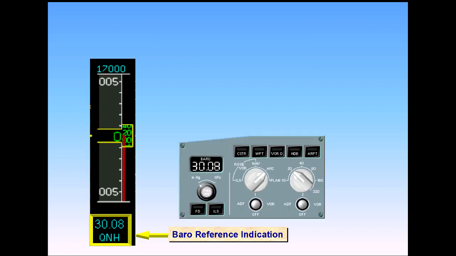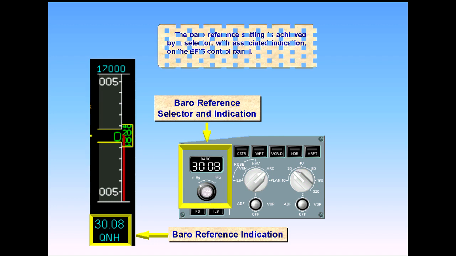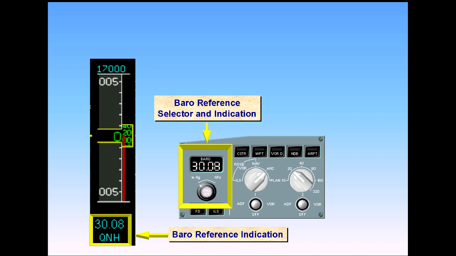The baro reference setting is achieved by a selector with associated indication on the EFIS control panel. The baro reference may be changed from inches of mercury to hectopascals by rotating an outer selector.